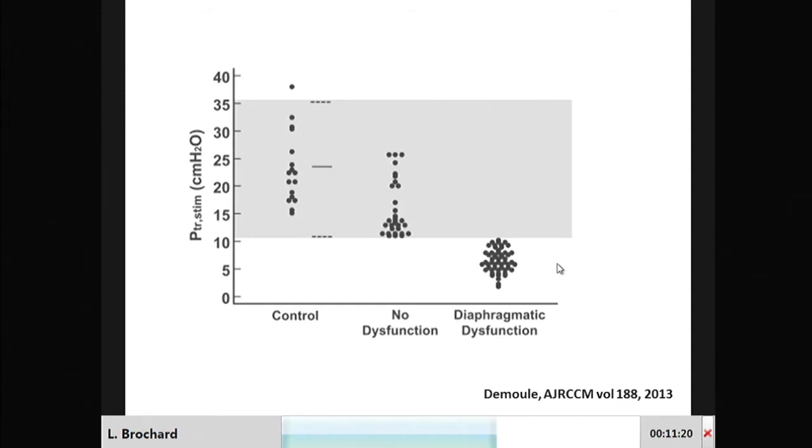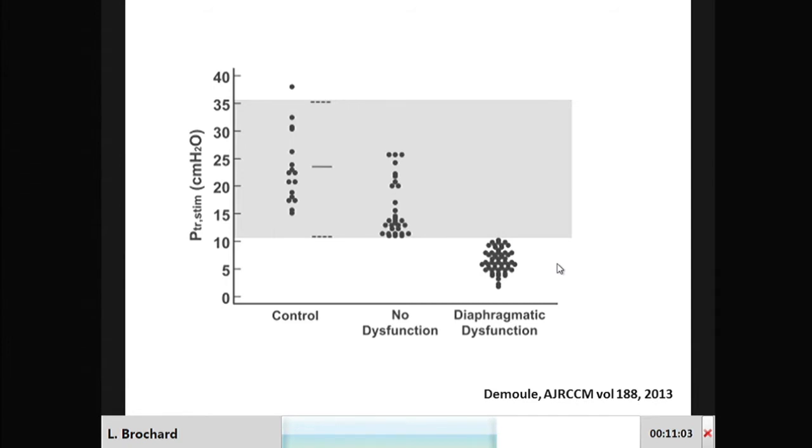You could say, okay, you show diaphragm atrophy, you show diaphragm increase in thickness. Does it matter? And that's a difficult and important question, because if we want to change our practice, we have to show that it has an influence.